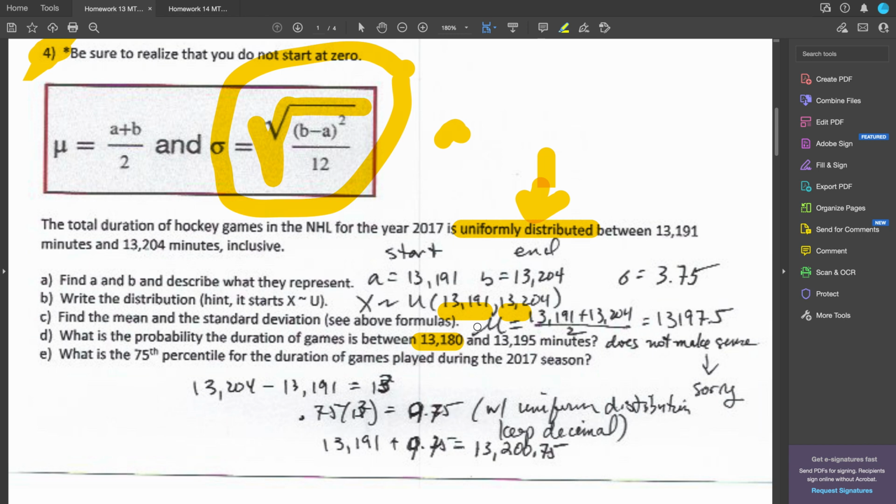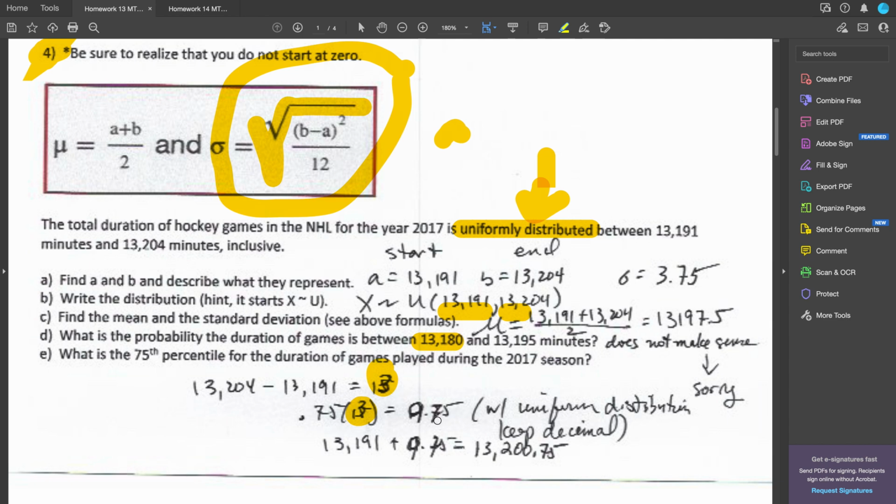Now, what's the 75th percentile? Now, it's the 75th percentile of the scores. So how many scores are there from 13,191 to 13,204? If you subtract, you'll come up with 13 scores. Then I need 75% of that. So I do 0.75 times that 13. I know it's a sloppy looking 13, but it is 13. That gives you 9.75. I think that's pretty easy to follow.